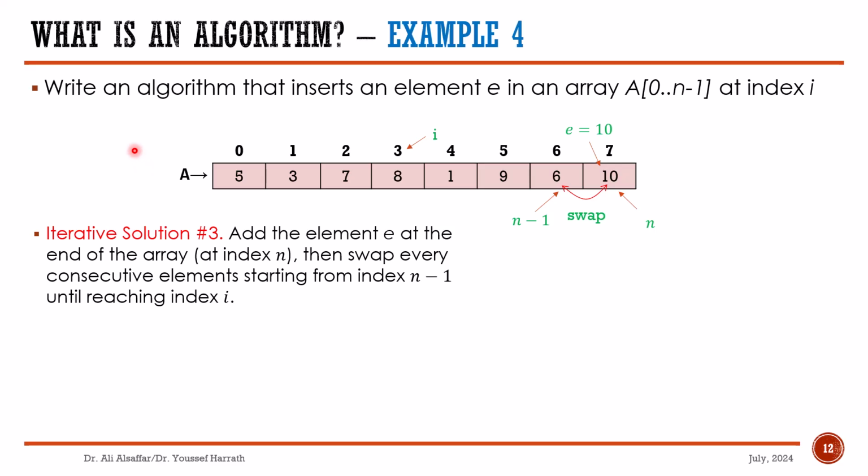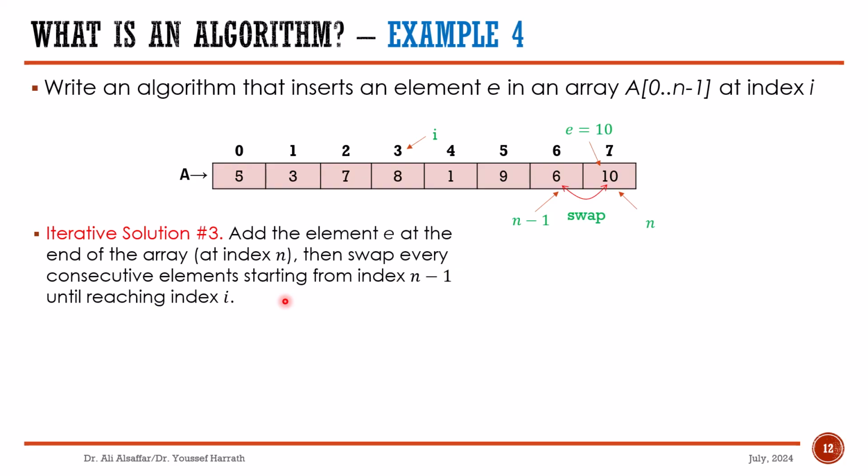The third solution for our algorithm that inserts a new element into the array A at index I works similar to the previous two solutions using the iteration method. So what's the new idea of this solution? The idea is first to add the new element at the end of the array, specifically at index n. Then swap every two consecutive elements starting from index n-1 until reaching index I.